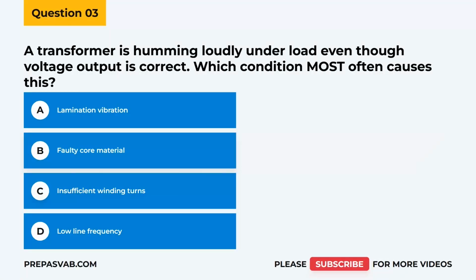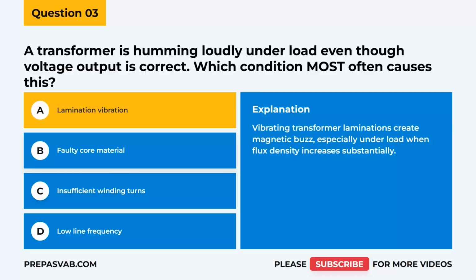Question 3. A transformer is humming loudly under load, even though voltage output is correct. Which condition most often causes this? A. Lamination vibration. B. Faulty core material. C. Insufficient winding turns. D. Low line frequency. The correct answer is A. Lamination vibration. Vibrating transformer laminations create magnetic buzz, especially under load when flux density increases substantially.